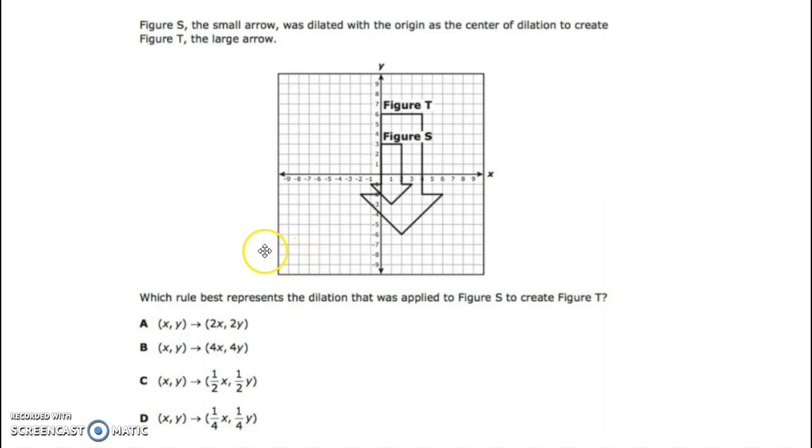Hopefully you can see that figure T is bigger. So the rule is the scale factor needs to be larger than 1. Based on that, what two answers can we eliminate? That's correct, C and D. So we have A and B to look at.